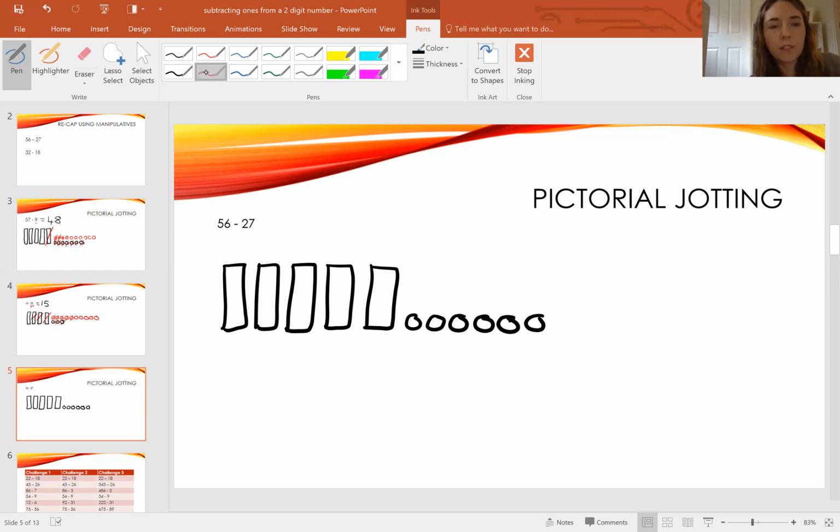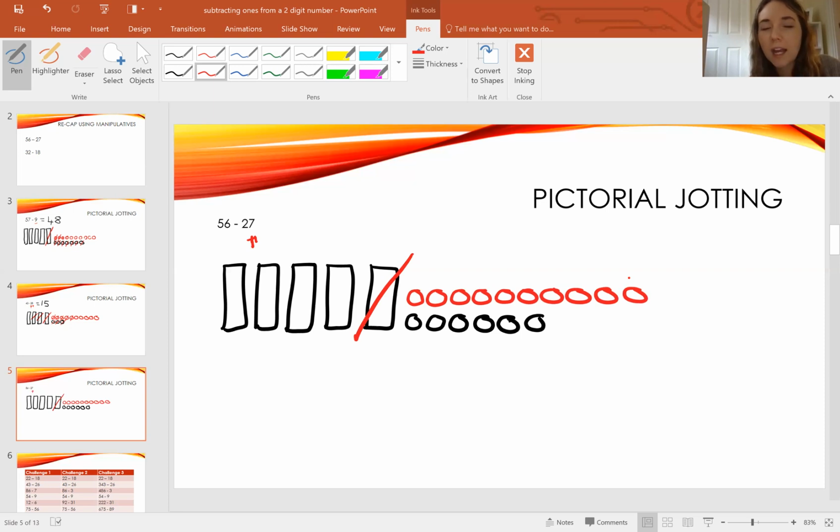And now I've got to do my subtraction. So I'm going to start with the ones. I'm going to subtract 7 ones. Can I do that? Have I got enough? No, so I need to regroup. 1, 2, 3, 4, 5, 6, 7, 8, 9, 10.